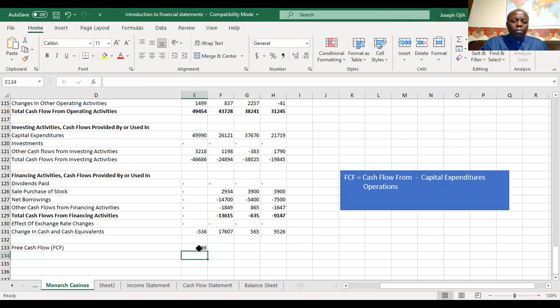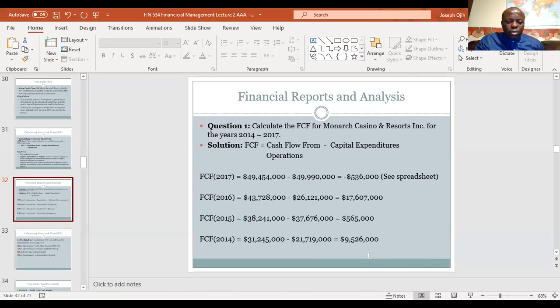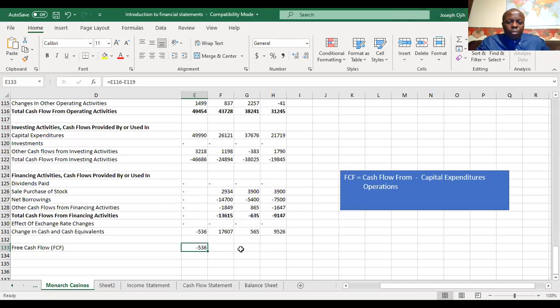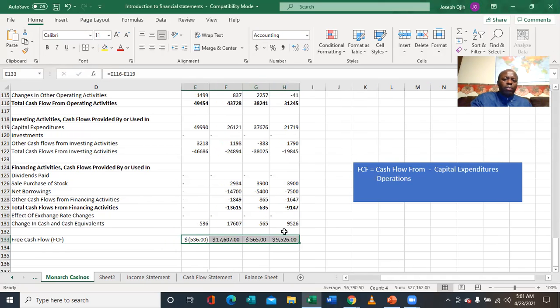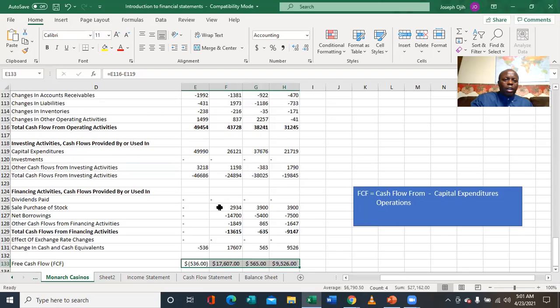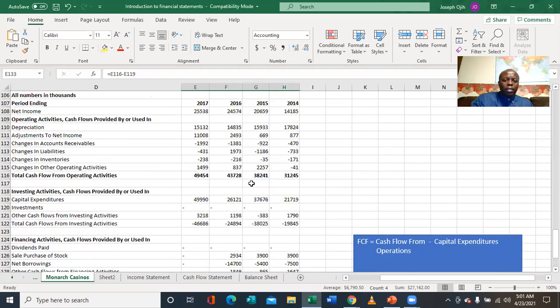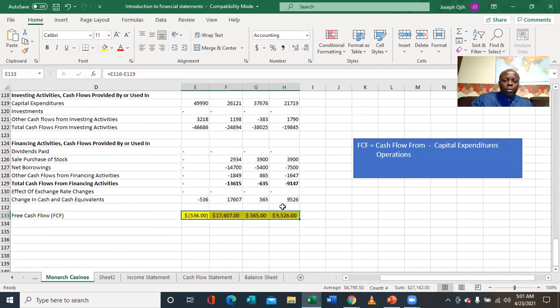So once you calculate it for this company, we can just move it to the other years, and it will give us the cash flow. And like I said, these are all in dollars. When you check out this company, you will see that in 2014 they have a positive free cash flow.